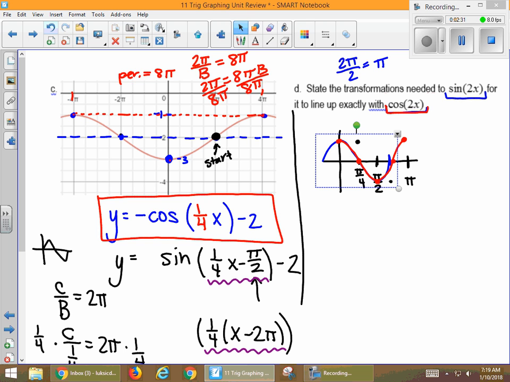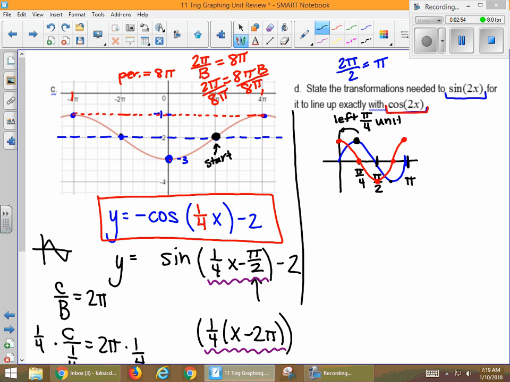What I did was I just picked my blue curve, my sine of 2x, and moved it left. And I moved it left just pi over 4. So I'm going to undo that so you can see. What I would need to do is take this top point here at pi over 4 and move it left pi over 4 units. So that's the transformation that's needed. Left pi over 4.